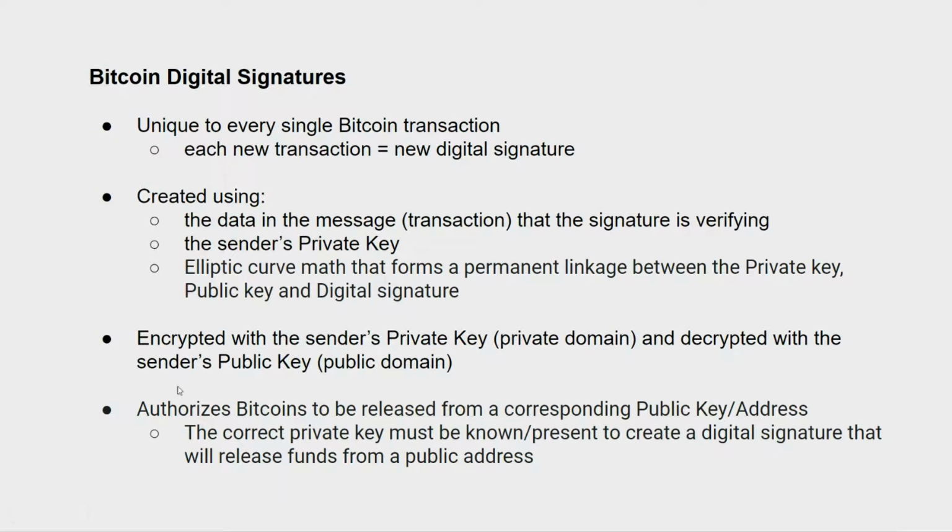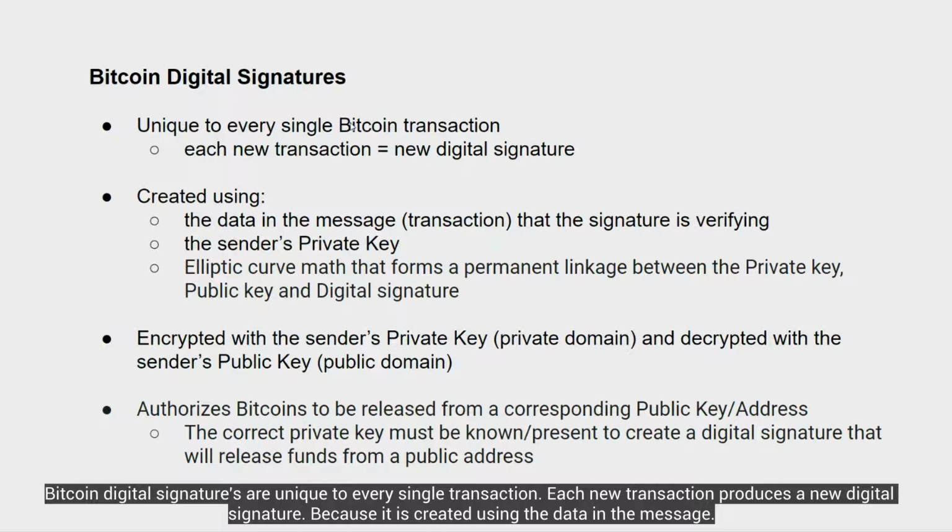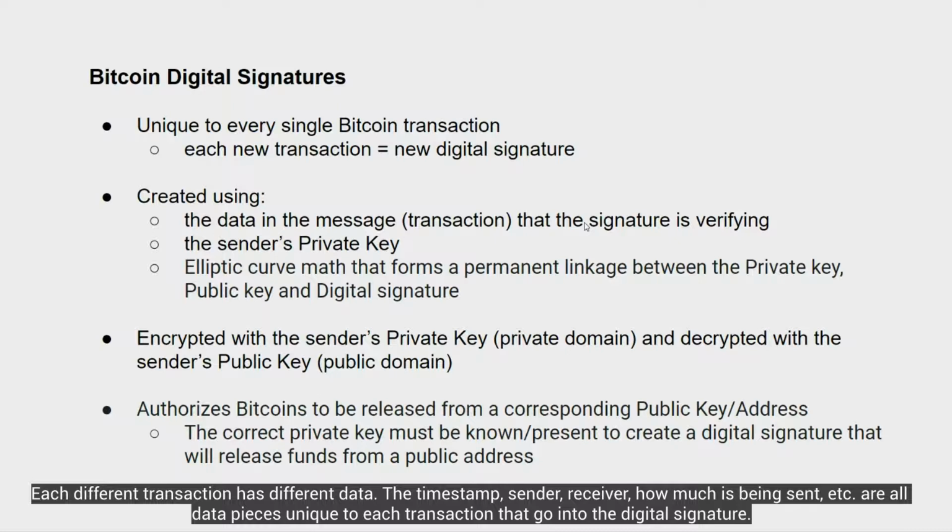So some of this will be repeat, but let's go through it. Bitcoin digital signatures are unique to every Bitcoin transaction. Every new transaction produces a new digital signature. And that is because it's created using the data in the message. So each different transaction has different data. For example, timestamp, who's sending it, how much is being sent, who's receiving. All of these kinds of things are data pieces that go into the digital signature.